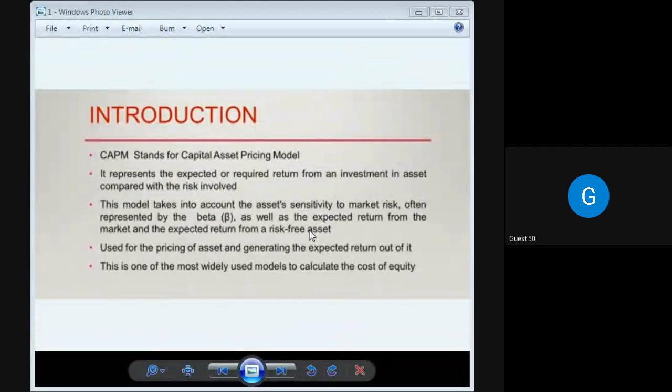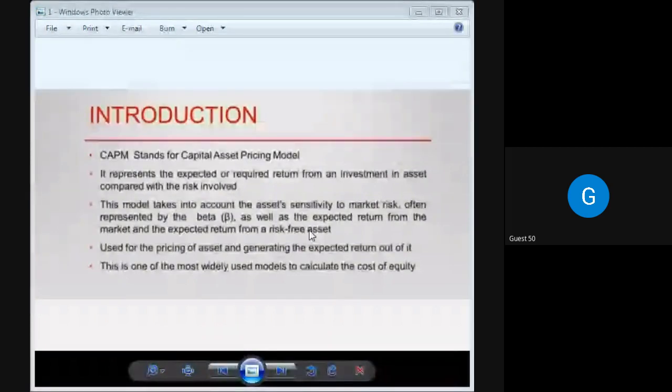Why? Because when you are raising your finance through equity, you need to know how much you need to pay back to your investor, right? And how much is the minimum required return which you need for your investment. So basically, this model helps us to identify the minimum required return on our investment. So this is all involved in the cost of equity.